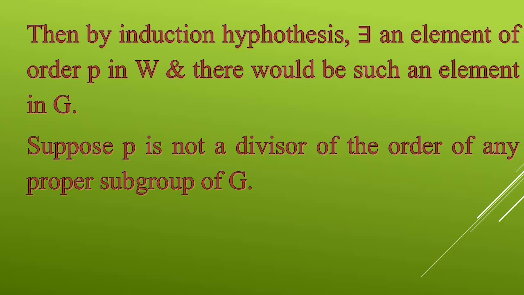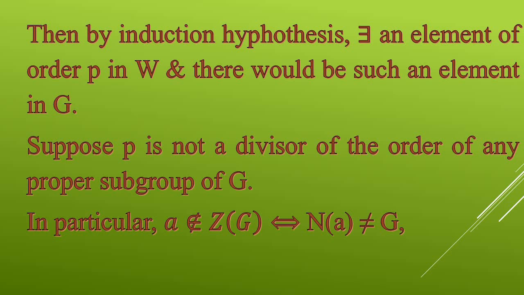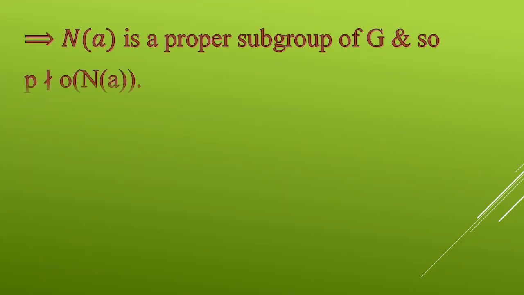So we already know the proper subgroup definition. That means a proper subgroup of G is one that is not equal to G and not the null set. Then only those subgroups are called proper subgroups. Also we know the result: a is not in the center of G if and only if the normalizer N(a) is not equal to G. This is our well-known lemma. Then we know that N(a) is a proper subgroup of G, and so by our assumption p doesn't divide the order of N(a).